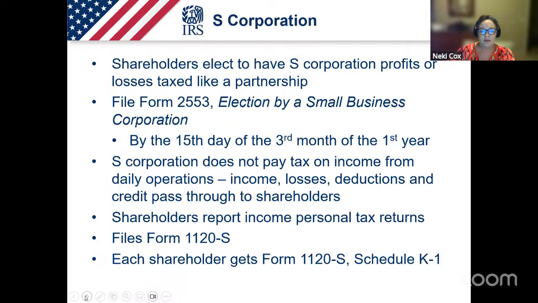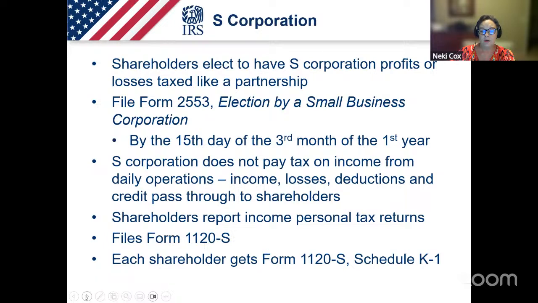Now let's move on to S corporations. An S corporation is a small business corporation whose shareholders elect to report corporate profits or losses in the same manner as that of a partnership. Like partnerships, S corporations do not pay tax. Unlike S corporations, C corporations are taxed at the corporate level, and then when the income is distributed as dividends, it's taxed again at the shareholder level.